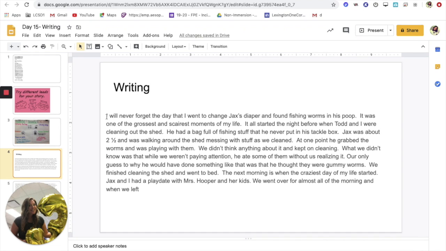Jax was about 2.5 and was walking around the shed messing with stuff as we cleaned. At one point he grabbed the worms and was playing with them. We didn't think anything about it and kept on cleaning. What we didn't know was that while we weren't paying attention, he ate some of them without us realizing it. Our only guess to why he would have done something like that is he thought they were gummy worms.